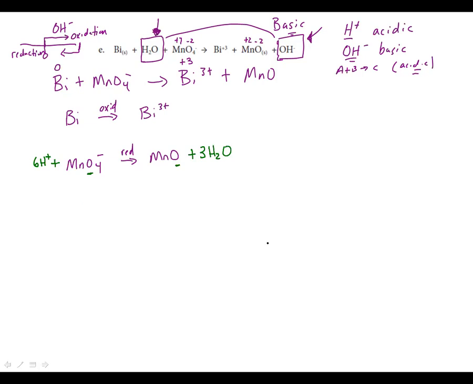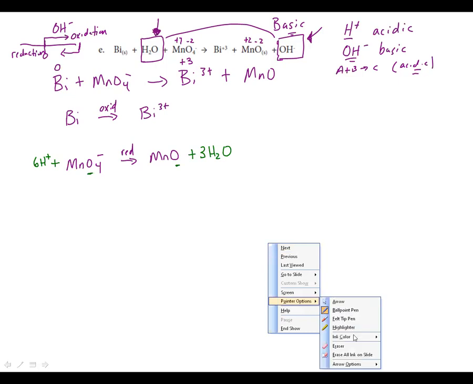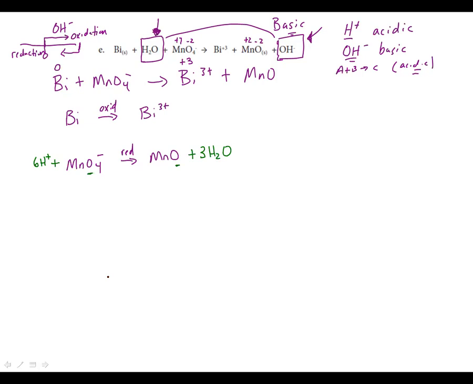At this point, once you have added the waters and the H pluses, we're going to balance the charge on each side. Again, the easiest way, I think, is just to look at the overall charge on each side. You could go element by element and figure out everybody's oxidation state, but there's really no need to, because it's already done for you with the charges.